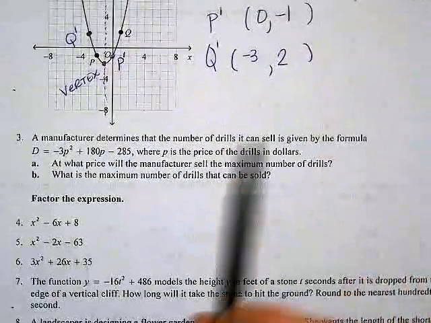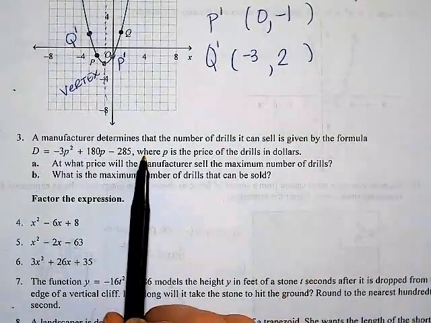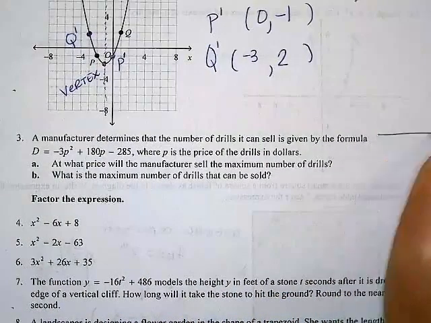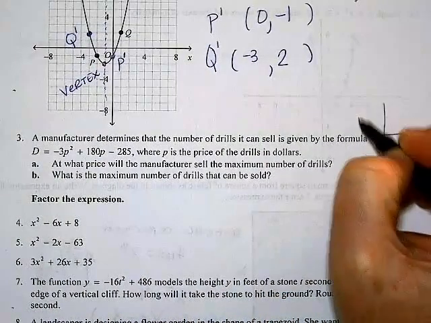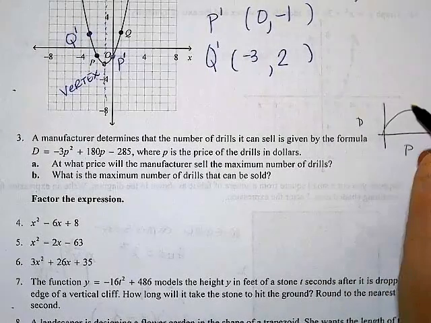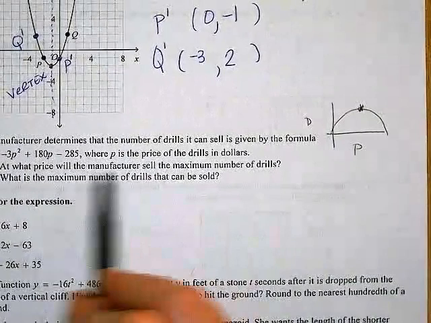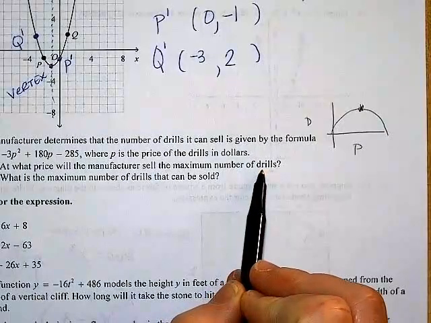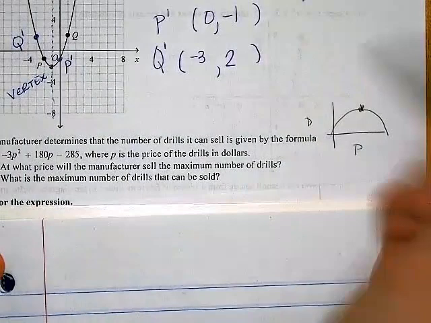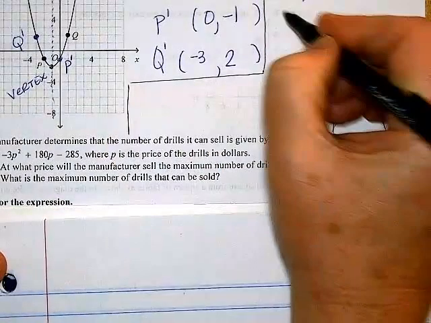Number 3 says a manufacturer determines the number of drills it can sell given by this formula, where P is the price of the drills in dollars. This is your price. This is your D. Your graph looks something like this. They're going to ask you for the price where they're going to sell the maximum number of drills. What they're really asking for in this one is the vertex.